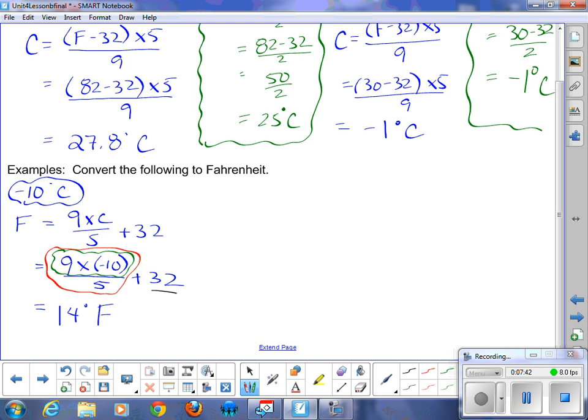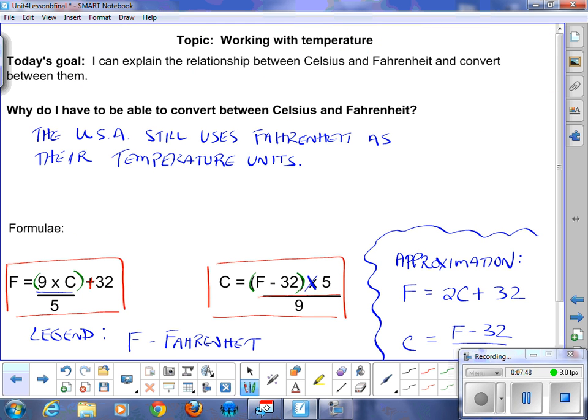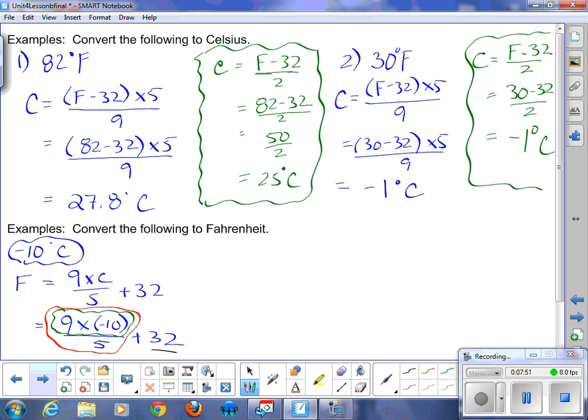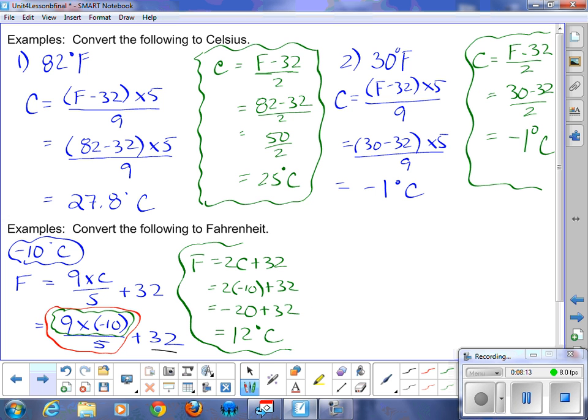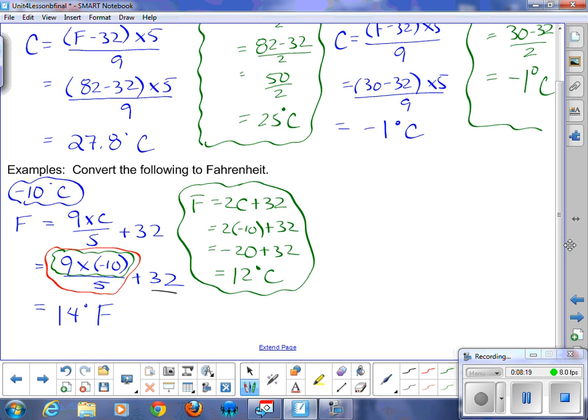And again, just the shortcut that I was mentioning before from that previous slide. The shortcut basically is double the Celsius and add 32. So if I was to estimate it for this person, I would double my Celsius and add 30 or 32, whichever you can remember. So 2 times negative 10 is negative 20, plus 32, so we end up with 12 degrees Fahrenheit. My mistake, I said Celsius. So pretty close when you're just doing an approximation. You're within a couple of degrees.